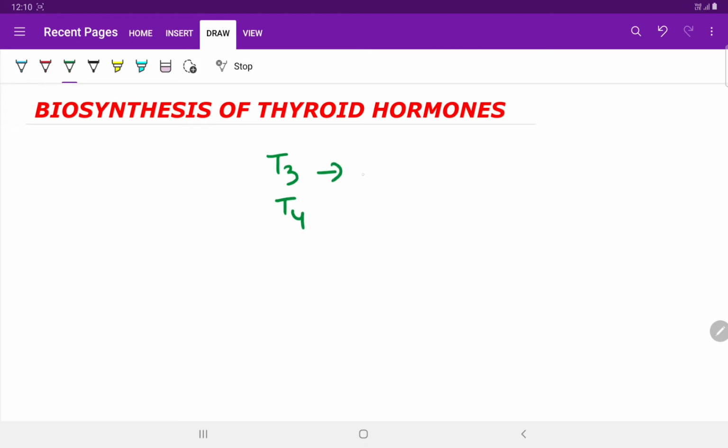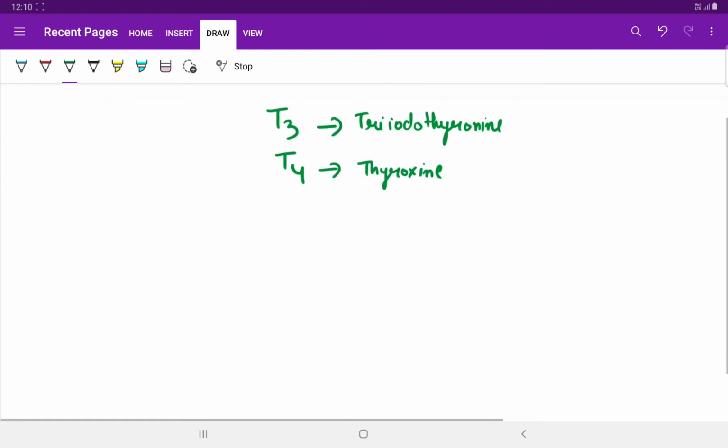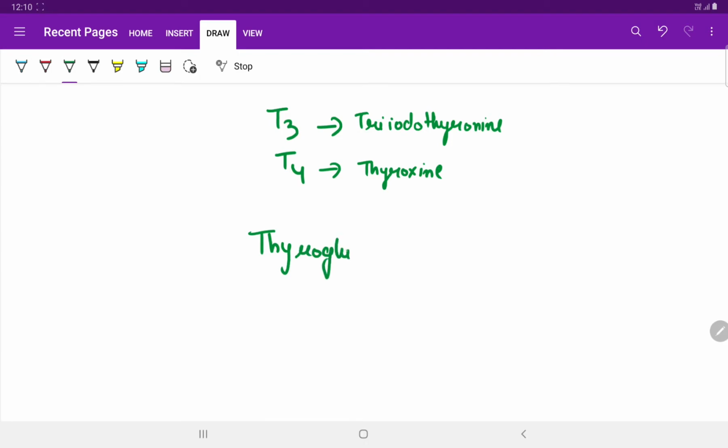The T3 being triiodothyronine and T4 being thyroxine, also known as tetraiodothyronine. So these are the two thyroid hormones which are biosynthesized from tyrosine residues of the protein thyroglobulin. So thyroglobulin is the protein that is responsible. So let us start this from the thyroglobulin protein molecule.